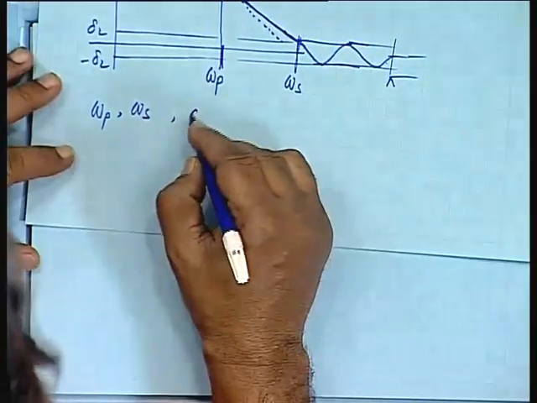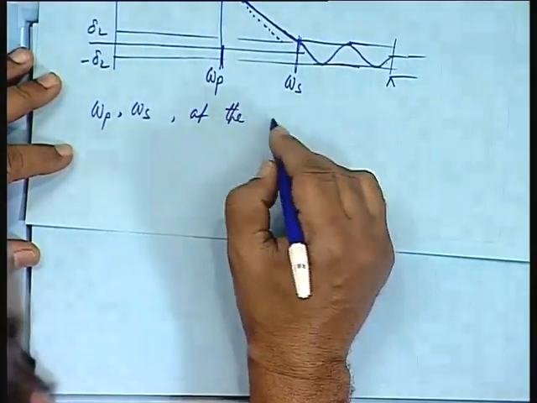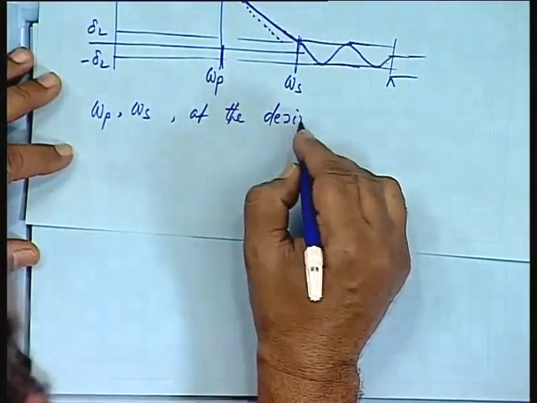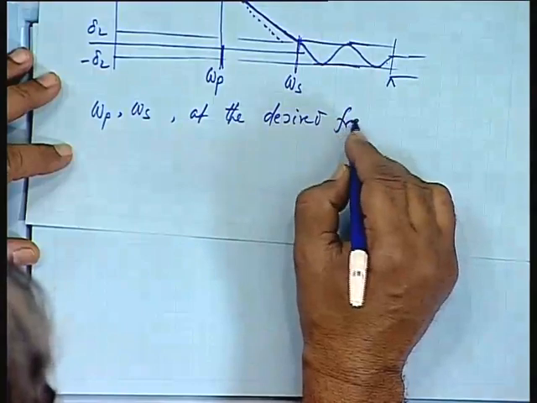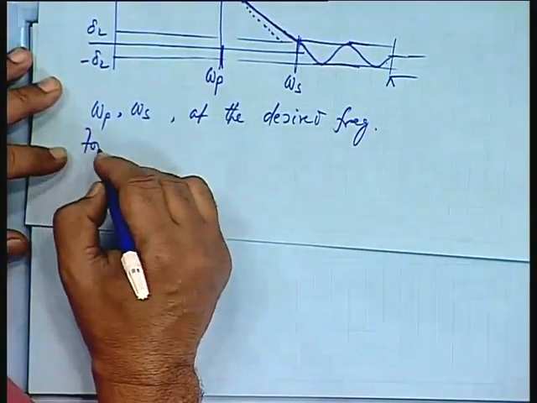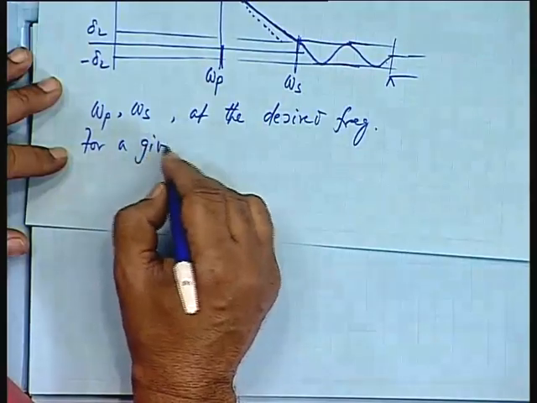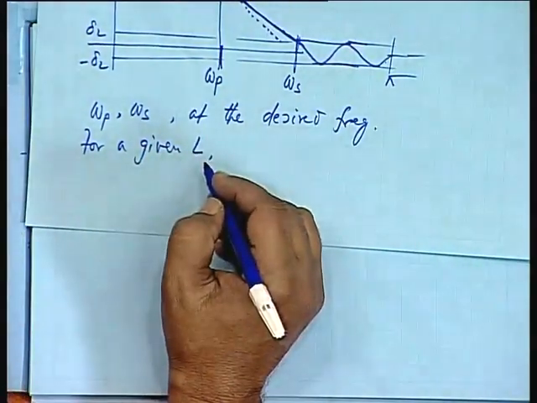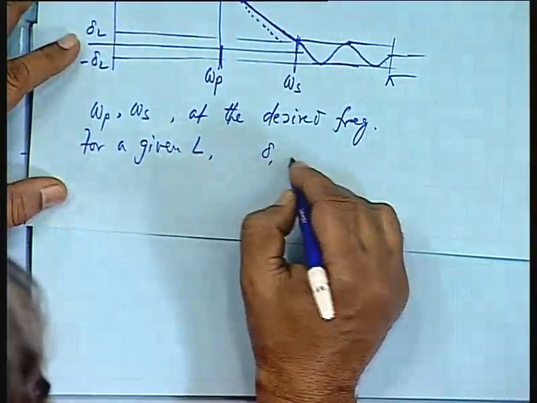At the desired frequencies. So, for a given L, we vary delta 1 and delta 2.